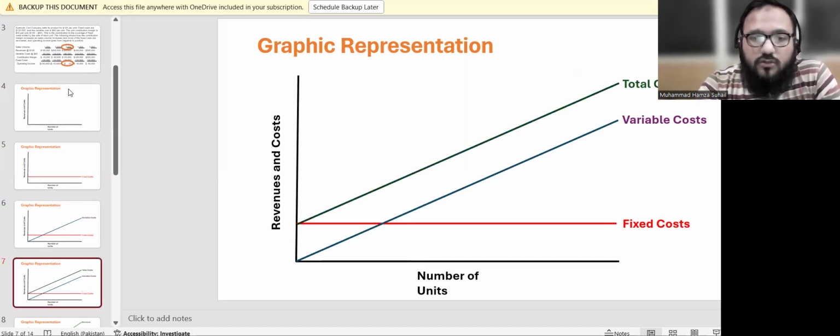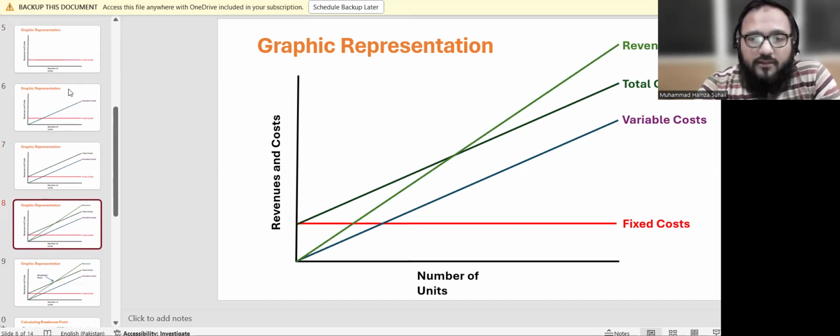And what happens next? This comes the total cost line. And I think that you guys will understand why the total cost line is not starting from the origin. Rather, it is starting from the point where the fixed cost is starting. So I think that this is already self-explanatory. This is the total revenue line, and we also know that revenue increases with the increase in the activity level. So this is why, as you can see, the revenue curve is also an upward sloping curve.